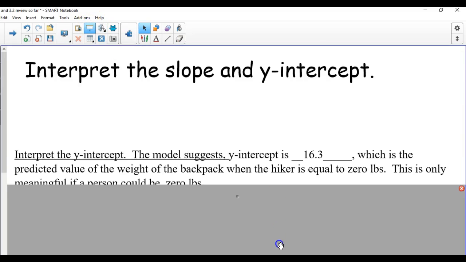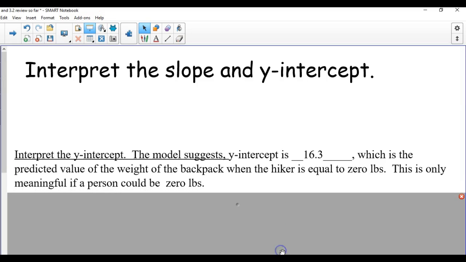To interpret the y-intercept, I put the model suggests the y-intercept is 16.3, which is the predicted value of the weight of the backpack when the hiker is equal to 0 pounds. Now, a hiker can't be 0 pounds, so that's why I put the sentence, this is only meaningful if a person could be 0 pounds, which obviously can't happen. You just need to show the AP reader and anyone else that you know that a y-intercept is the value of your y when x is equal to 0.